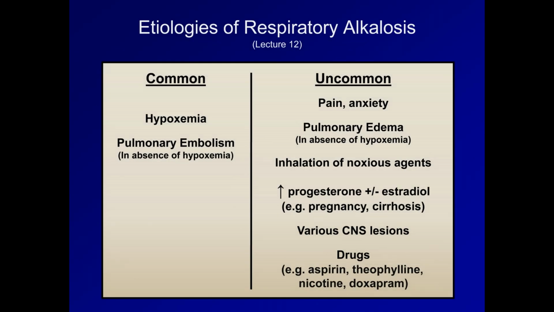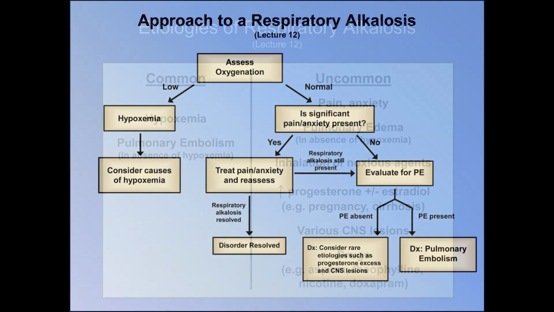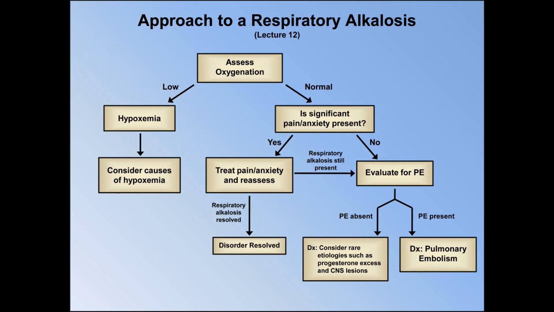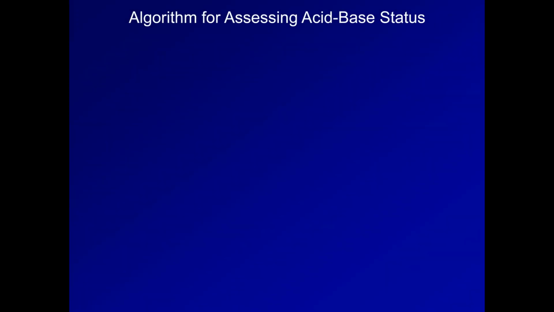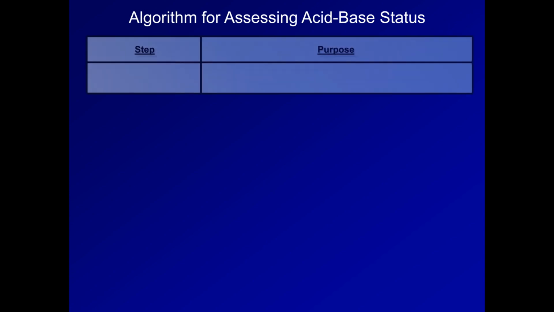Finally, in Lecture 12, I did not provide a flowchart but simply listed etiologies as being either common or uncommon, with all but hypoxemia and pulmonary embolism being quite rare. However, here is a simple flowchart one could use instead. So now, how does one incorporate all of this knowledge into a single, coherent algorithm for assessing a patient's acid-base status? Here it is, my master algorithm for conquering acid-base.